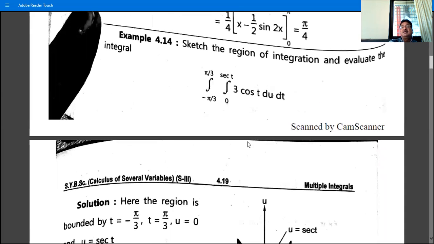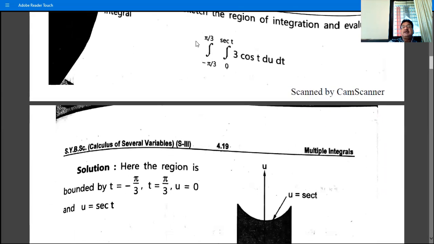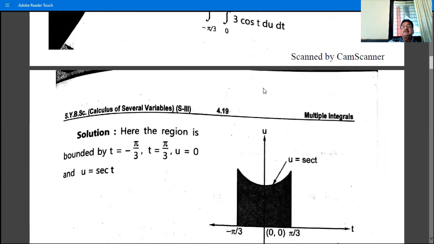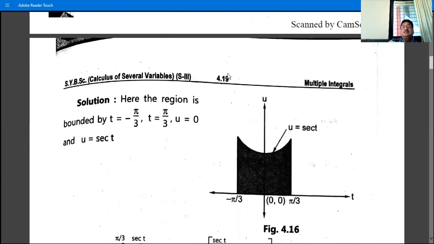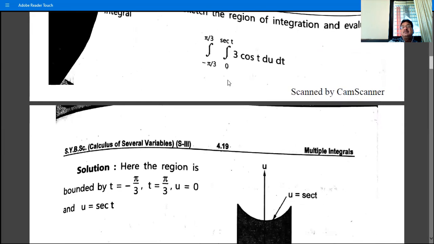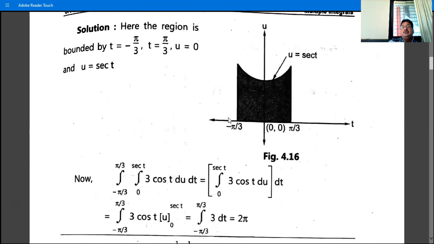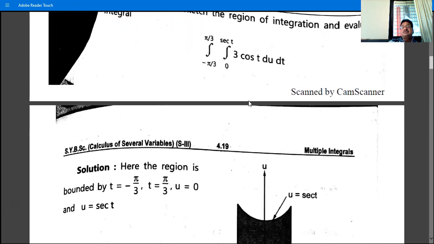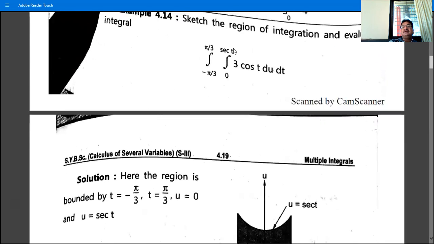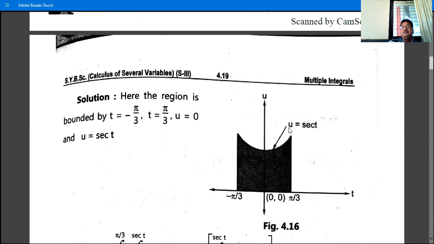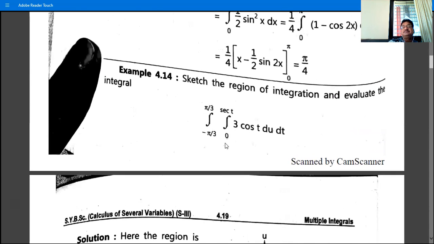Sketch the region of integration and evaluate, the same type of problem. The order is du dt, that is, the variables are u and t. Then the limit on u: u is 0, and u is equal to sec t. This is the diagram of u equal to sec t, the sec function.